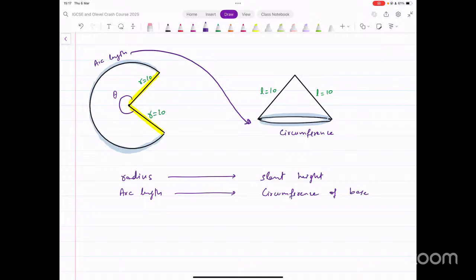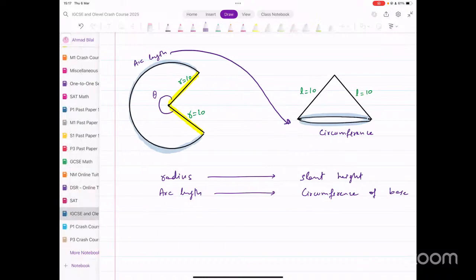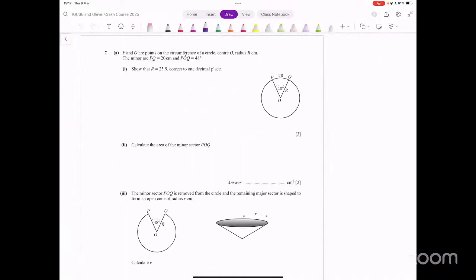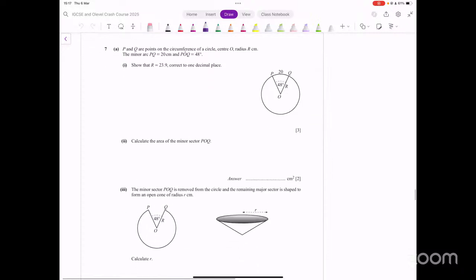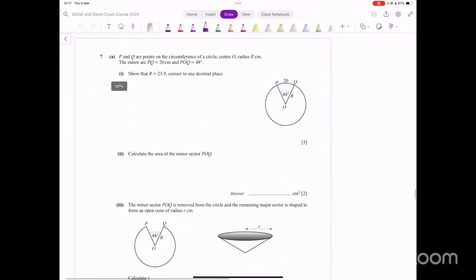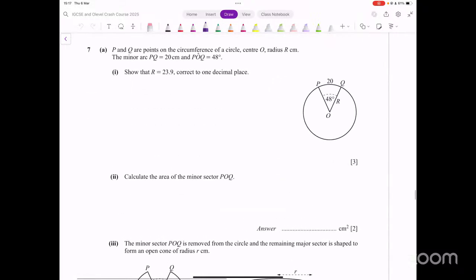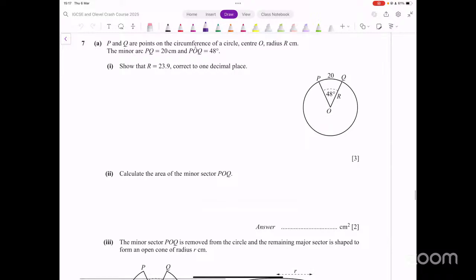Okay. Let's take an example of this, and that might help you understand how this is tested. Yeah. So this is from that worksheet that includes cone questions. Let's have a look at this. It says P and Q are points on the circumference of a circle, center O, radius R. The minor arc PQ is 20 centimeters and angle POQ is 48 degrees. Show that R equals 23.9. Okay, now that's the first part.